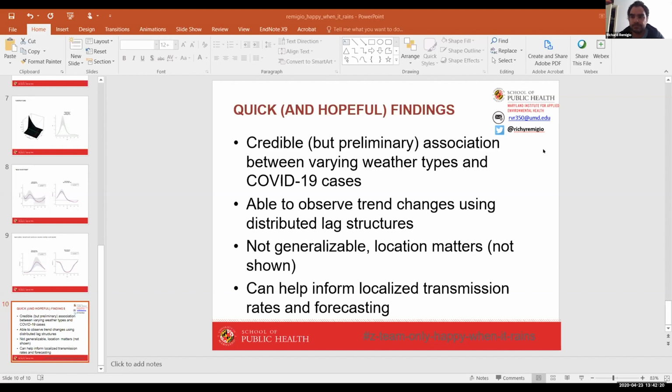And thank you. A question from Maria. Would these findings also apply to regular flu, but then wouldn't people get less infected during winter?